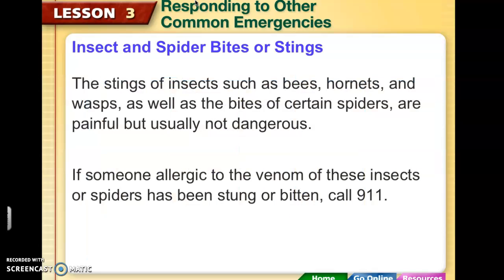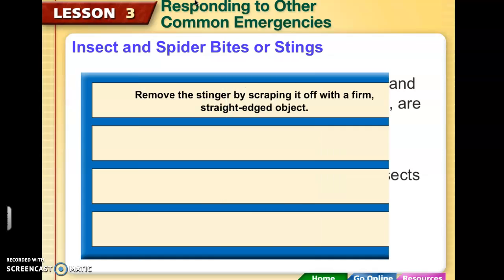And of course, for insects, spider bites or stings. Stings of insects like bees, hornets, and wasps, as well as certain other spiders, are very painful, but a lot of times not dangerous unless someone is allergic. So if someone is allergic to the venom of these insects or spiders, 911 may need to be called because they could go into anaphylactic shock.